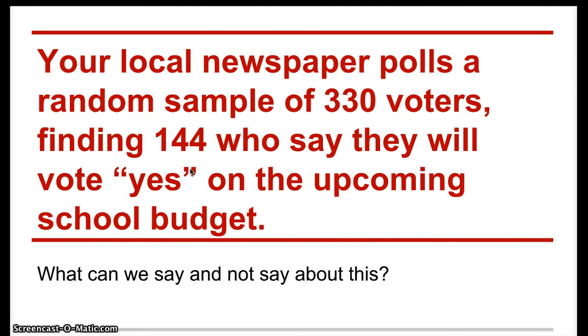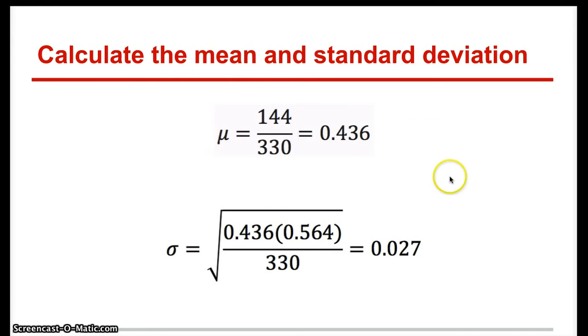The best way I wanted to do this was just start with a problem. Your local newspaper polls a random sample of 330 voters, finding 144 who say they will vote yes on the upcoming school budget. So what can we say and not say about this? Well, before we can do anything, we have to calculate the mean and standard deviation. So the mean is 0.436, and the standard deviation is 0.027. That's saying, on average, according to our sample, 43.6% of the time people voted yes. Now let's see what we can actually say and not say.